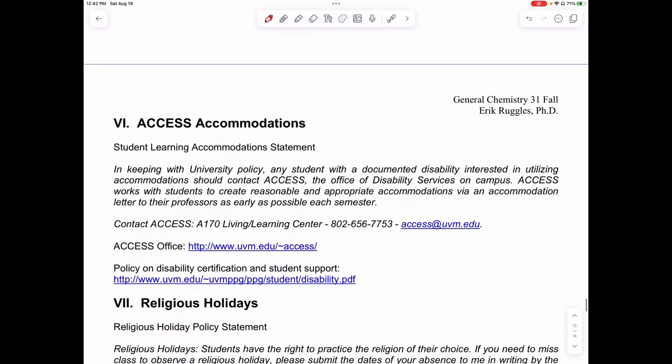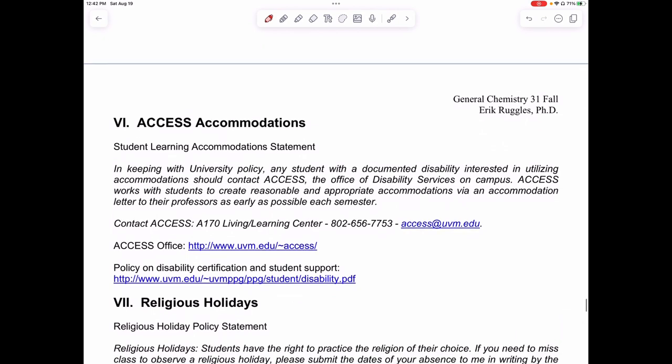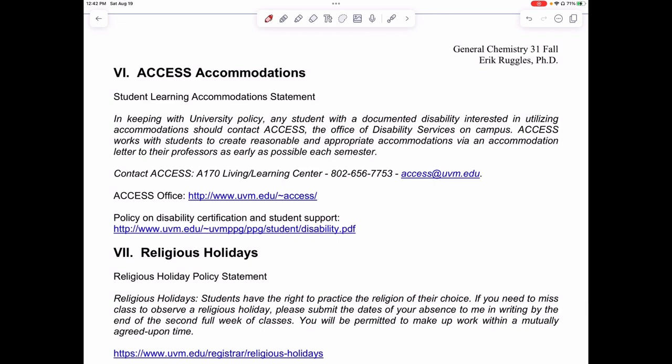And then lastly, access accommodations, please go here into the Living and Learning Center if you need access accommodations. Whatever that might be, there's so many accommodations out there. Realize that, mid-semester exams, there are no time accommodations, but for the final, there is. So keep that in your mind.